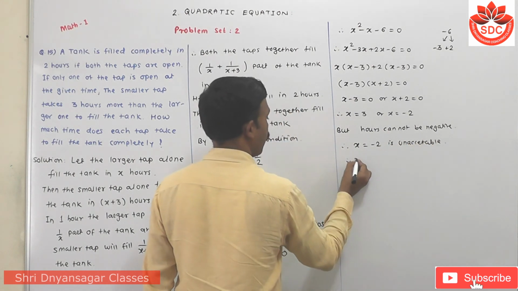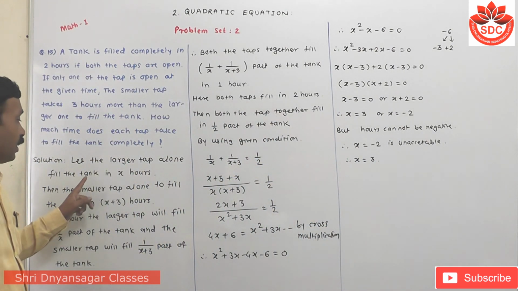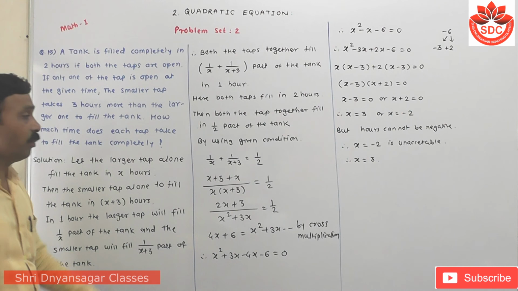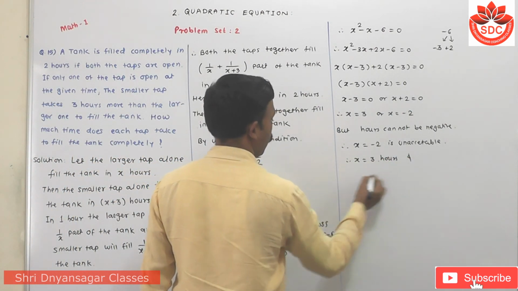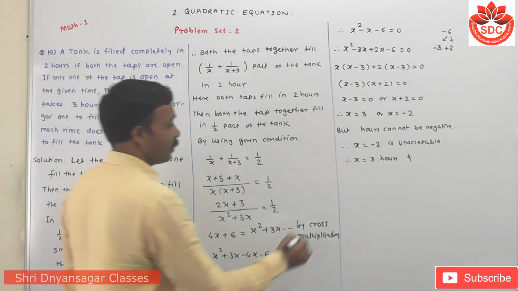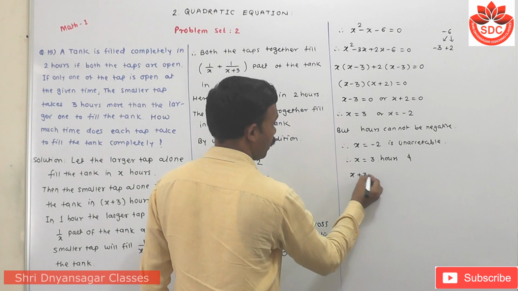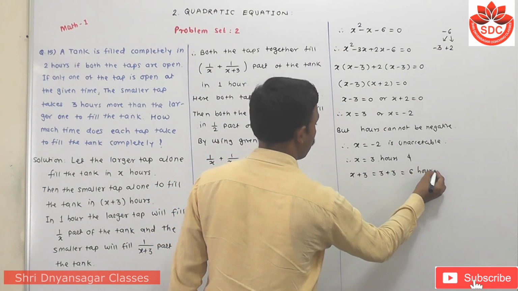Means x is equal to 3. So the larger tap fills in 3 hours, and the smaller tap takes x plus 3, which is 3 plus 3 is equal to 6 hours.